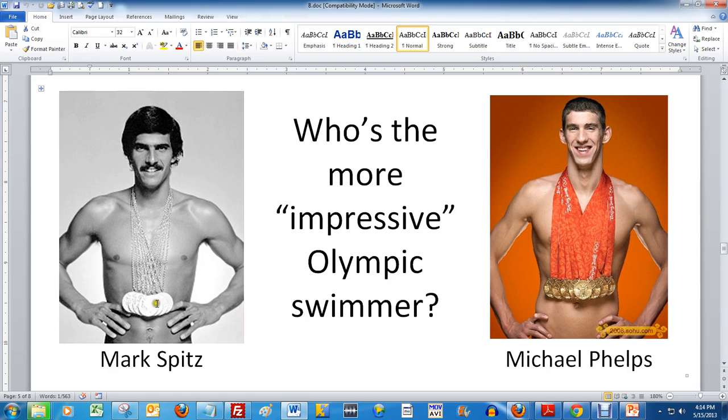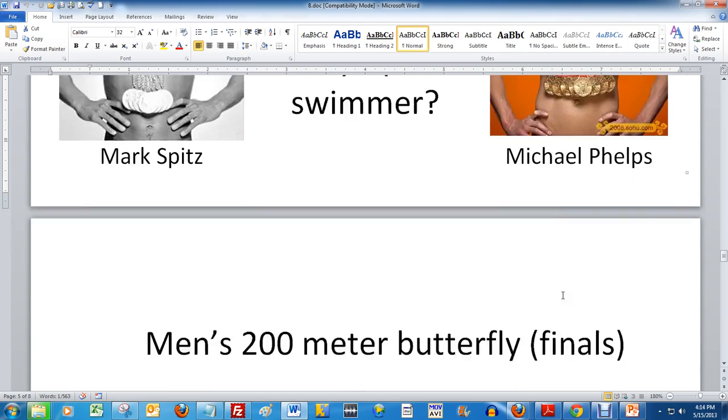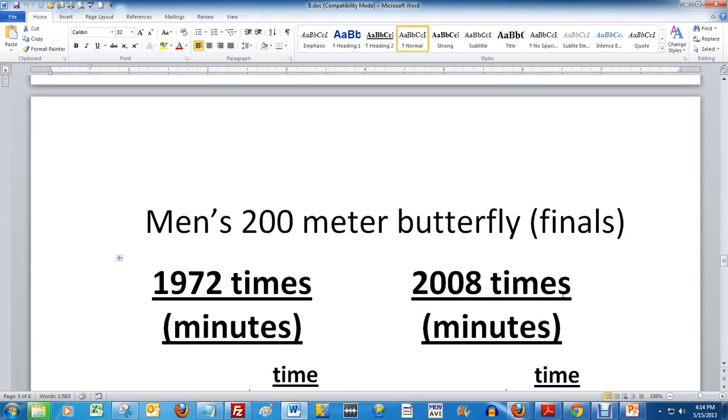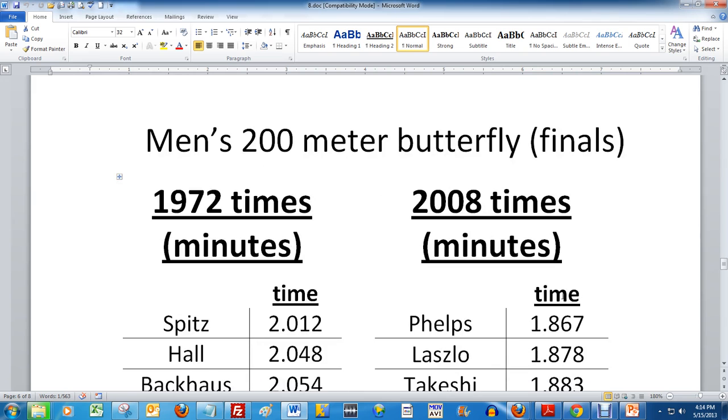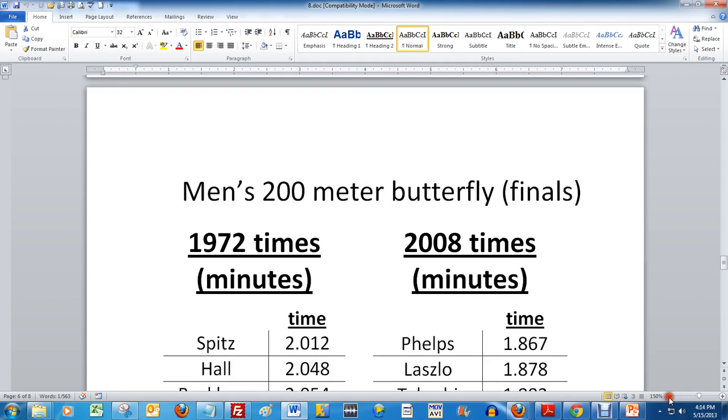As it turns out, both Spitz and Phelps medaled in 3 of the same events: 2 butterfly events and a freestyle event. We're going to analyze those 3. We're not going to analyze the events that they didn't compete in head to head, if you will, decades apart. So what I've got here is the men's 200-meter butterfly. This is the final event, the final times of the men's 200-meter butterfly.